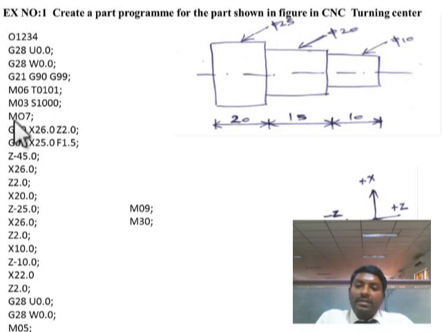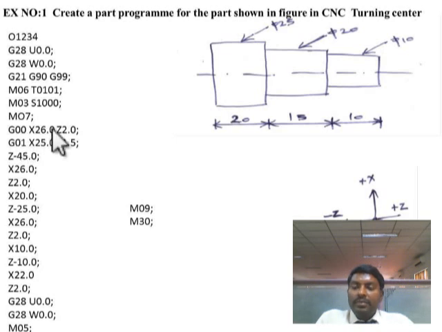Next one is M07. M07 means the coolant motor on. So before doing the operation, the coolant should be on. Then only the heat between the workpiece and the tool will be eliminated, so that tool life will be more. So before doing the operation, we have to switch on the coolant motor. That's why I have used this code here, M07. So now we are going to start our program.